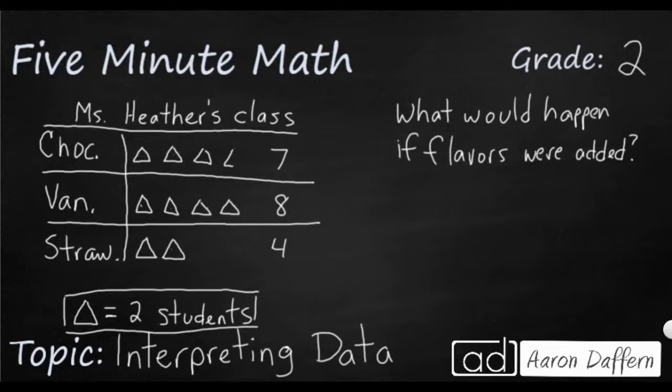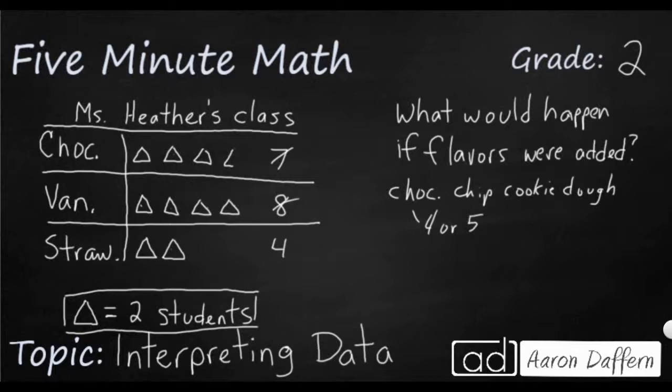So what would happen if I added a flavor? Well, let's say we added chocolate chip cookie dough. Well, if I were to add chocolate chip cookie dough, that's a pretty good flavor, and I think a lot of students would like it. So I could probably make a prediction that it might be, let's say 4 or 5 students that might like it, and I would have to take that away from my vanilla and probably my chocolate. I would think those might go down a little bit.